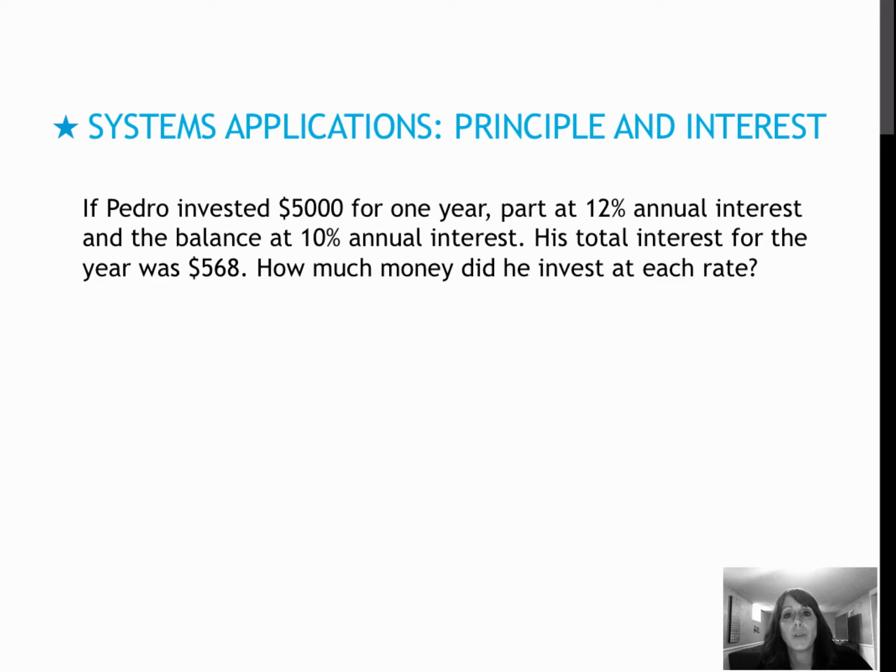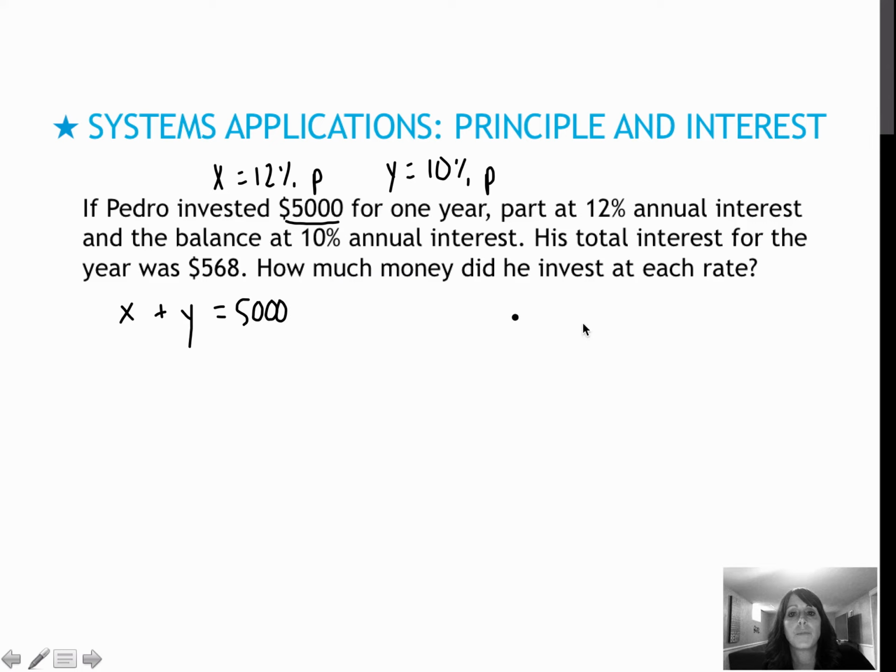Do this last one on your own, then press play to see how you did. This is Pedro investing money now, a total of 5,000. This is going to be more similar to the first question that we did. If x is the amount in the 12% account and y is the amount in the 10% account, then x plus y equals 5,000. And the total interest is 568, so 0.12 times x plus 0.1 times y equals 568.